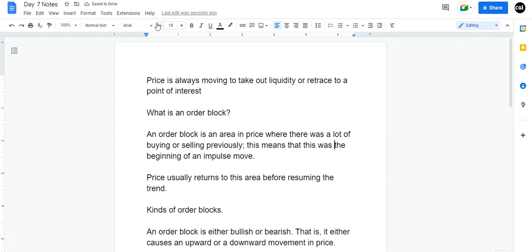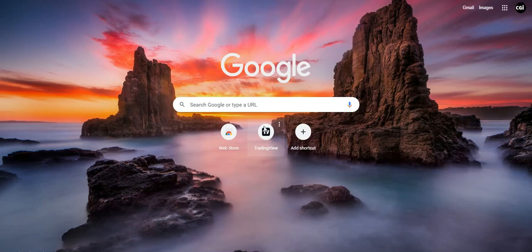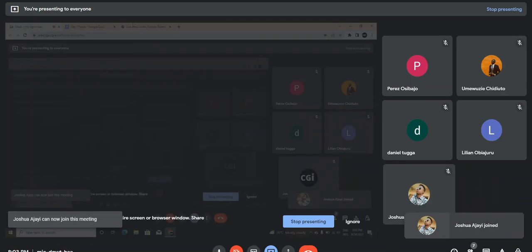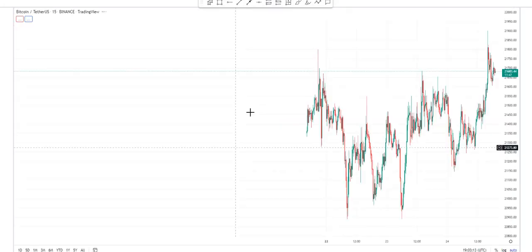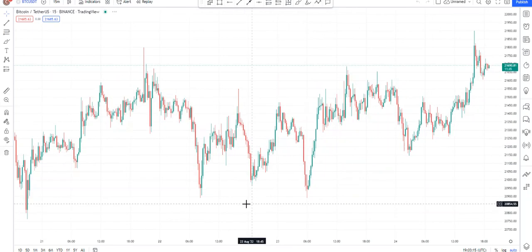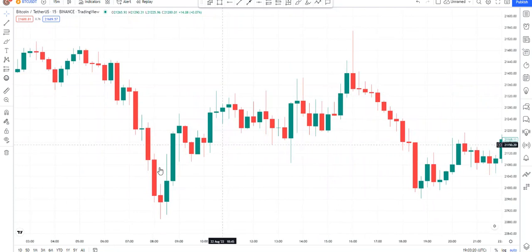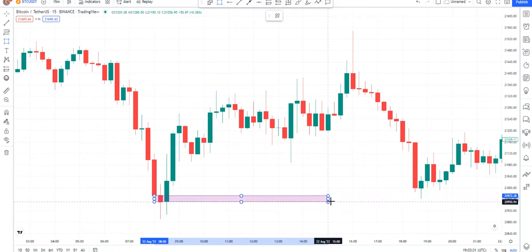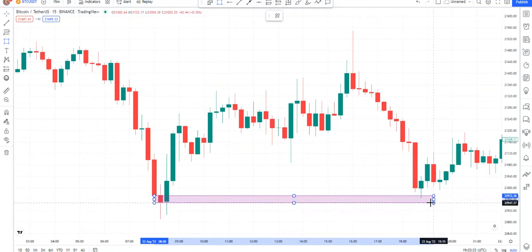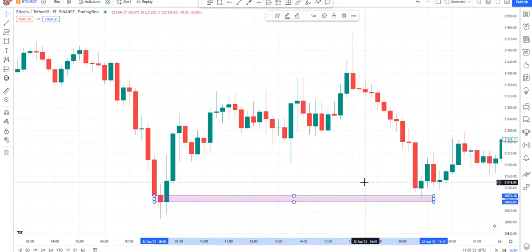So the big mistake I notice most of you guys making is that you only select the body of the candle you are choosing. You only select the body of the candle you are choosing, and that's not right. So now zooming in here, let's say we're taking this last candle as our order block. What some of you guys usually do is that you select only the body and say that is your order block.